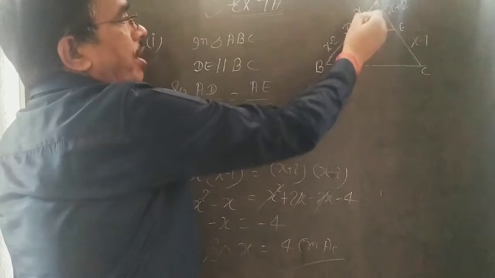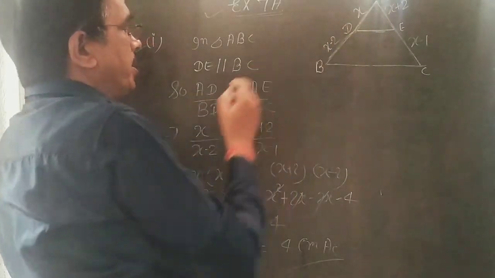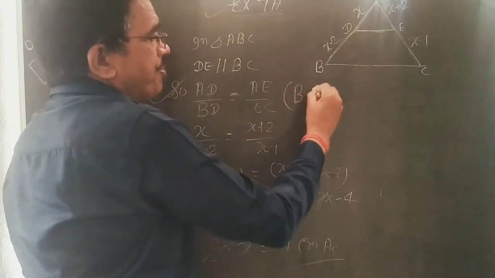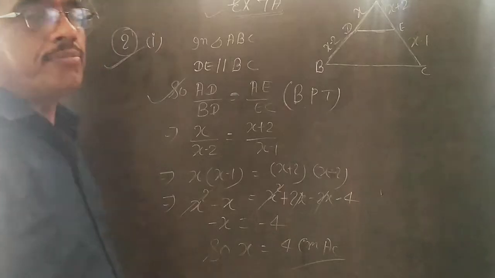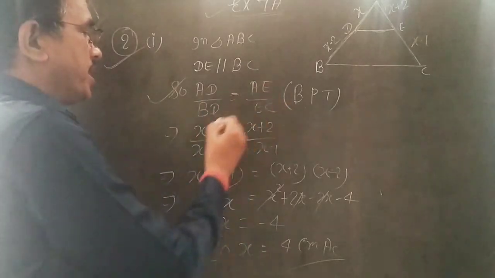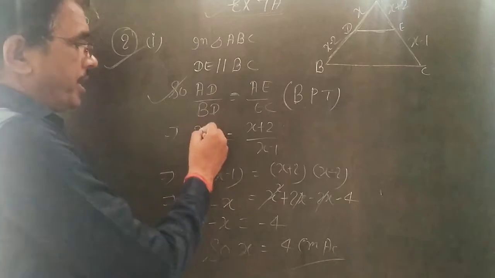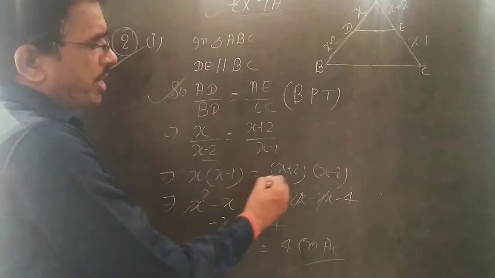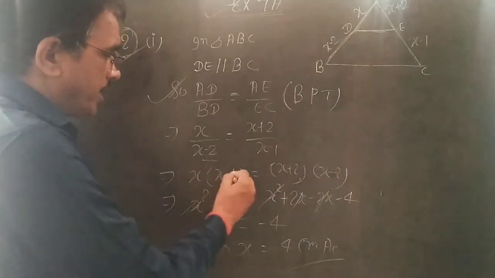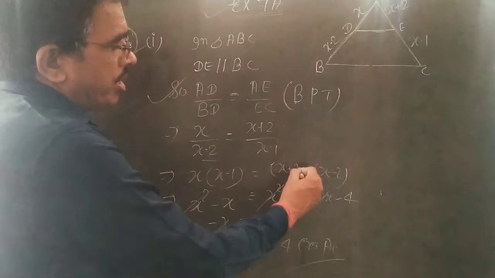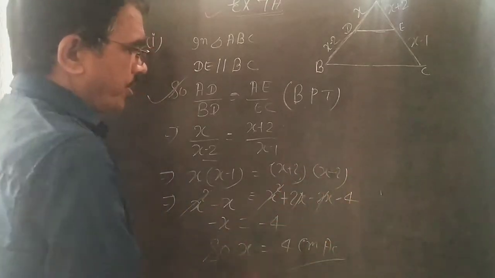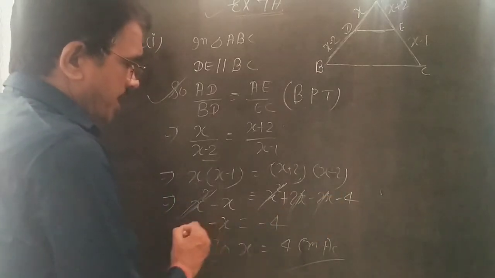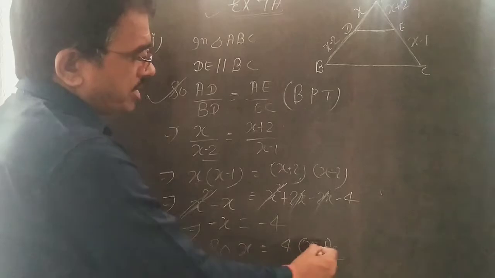But your question is given in the short way, that is AD by BD. So we write here AD by BD is equal to AE by EC. This is the reason BPT. Another name for this is Thales theorem. So AD by BD is equal to AE by EC. Only substitute their values, that is x by x minus 2, x plus 2 by x minus 1. Cross multiplication: x into x minus 1, x plus 2 into x minus 2. That is x square minus x is equal to x square plus 2x minus 2x minus 4. Then x square cancels, 2x cancels. Then what is here? Minus x is equal to minus 4. So x is equal to 4 cm.